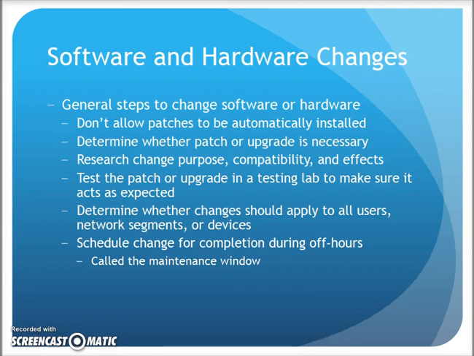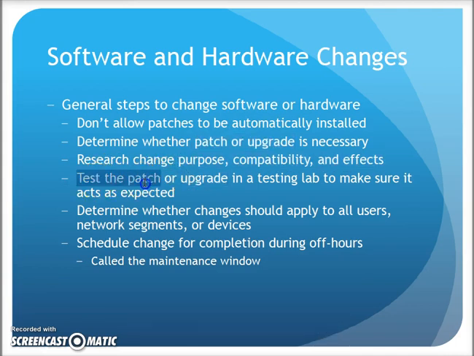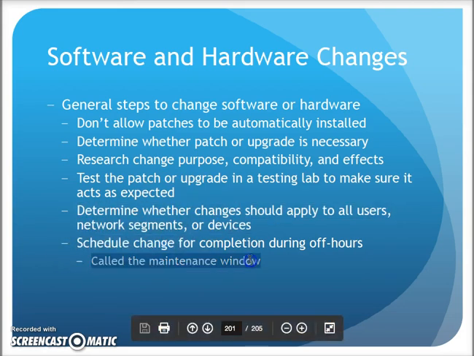They remind us about general steps for change of software. You don't allow things to automatically be done. You have to do it yourself and try it. Determine whether it is necessary. Somebody's going to research this and check compatibility effects. They're going to try it on a test machine. Determine whether it needs to be done to everybody or just a small group. And then schedule that and plan a maintenance window. Let everybody know what day it's going to occur, when, and how. Okay, before you leave tonight, shut your machine off.